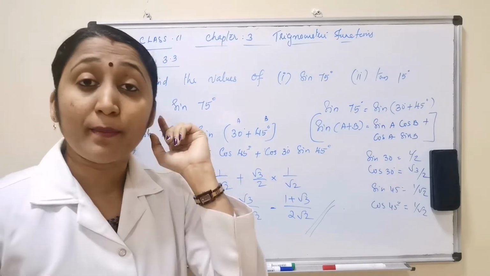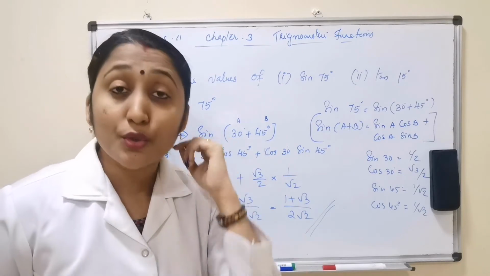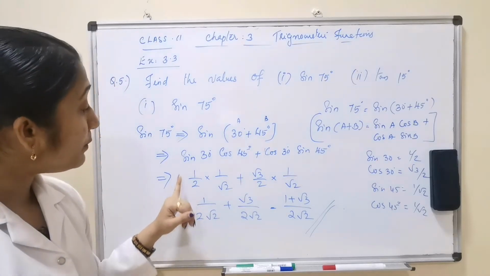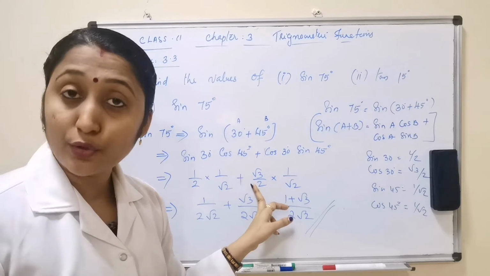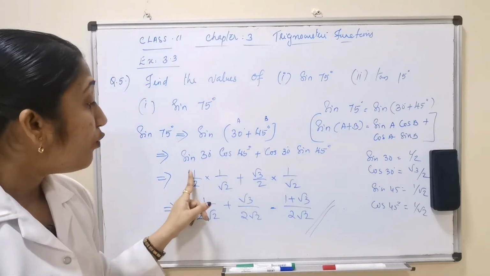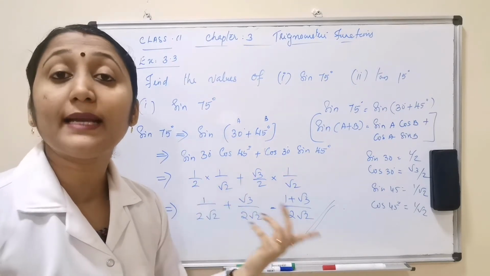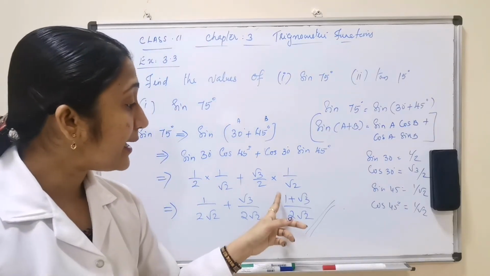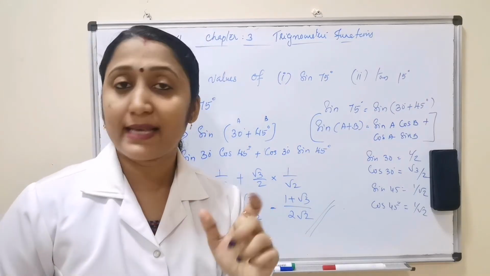We must remember the values of sine 30, 45, 60, so you should thoroughly go through the table. Then here 1 by 2 into 1 by root 2 plus cos 30, which is root 3 by 2, into 1 by root 2. Let us solve this. 1 by 2 root 2 plus root 3 by 2 root 2. The denominators are the same, so we have to add the numerators. Then 1 plus root 3 divided by 2 root 2 is the answer of sine 75.